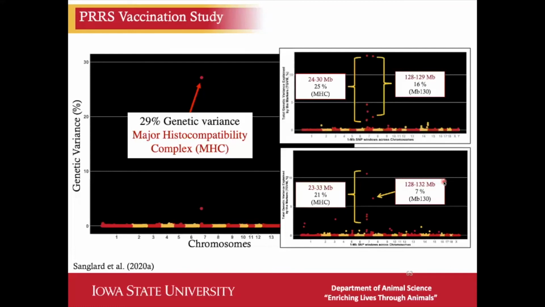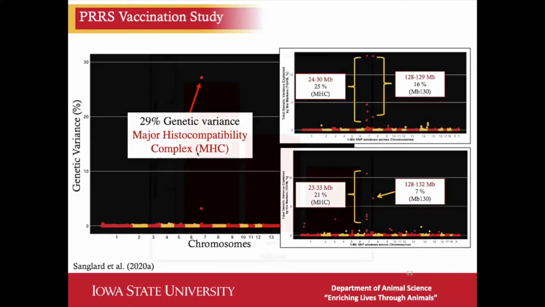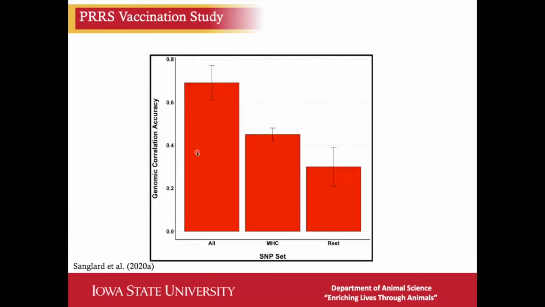So this is the region that I was talking about. The second region here did not show up. But the major histocompatibility complex showed up and explained 30% of it. Okay. So we did the same drill from our other studies, and we tried to see, hey, can we predict genetically who are the best animals?